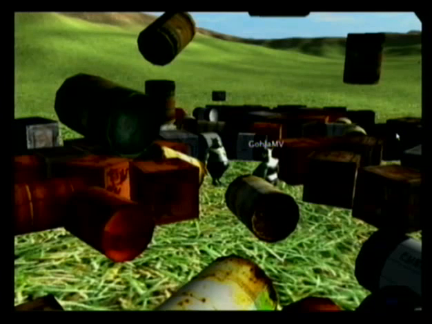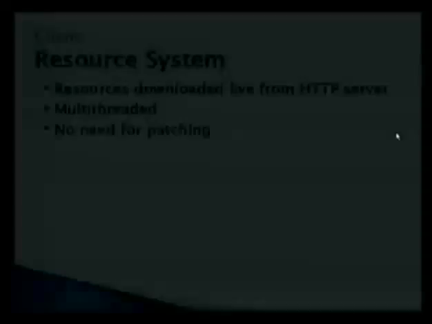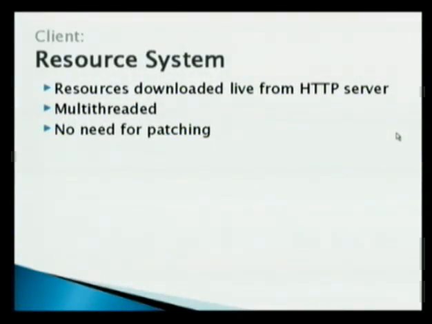One of these objects has a visual component and a position component. Well, for a resource system, we use an HTTP server. The client downloads all resources multi-threaded, so there's no blocking. This means we don't need to patch the client.